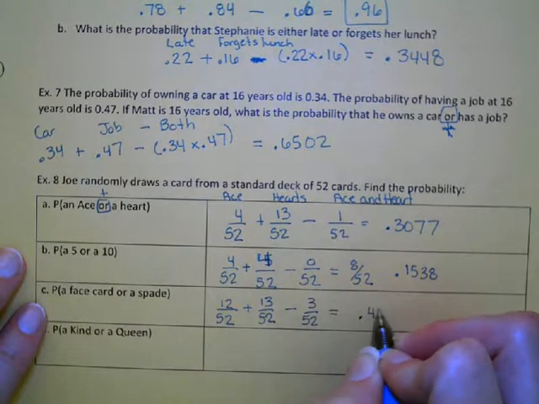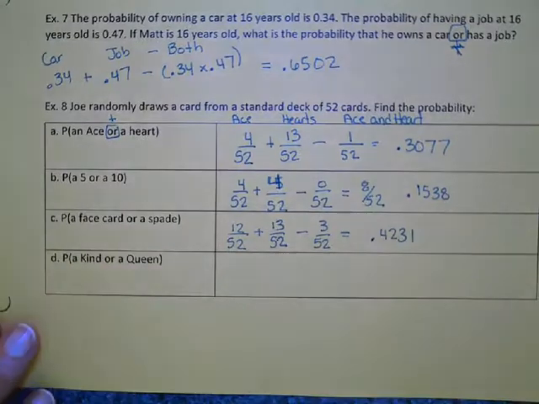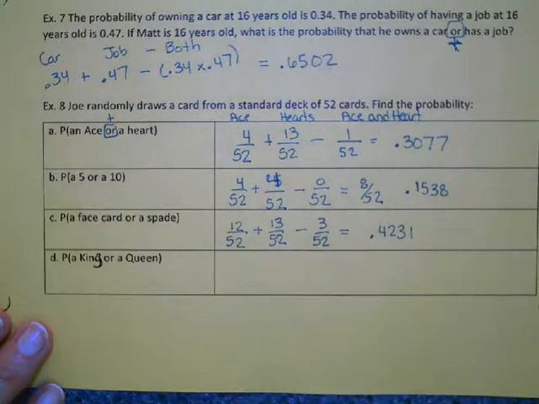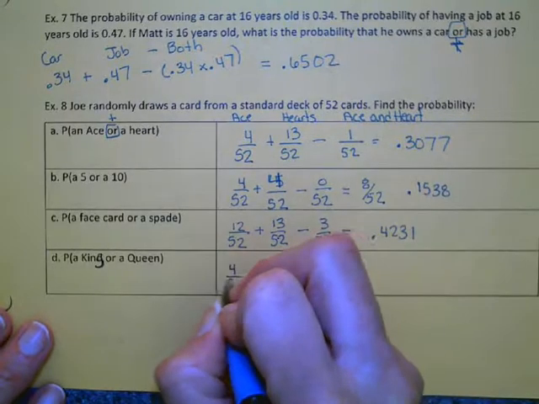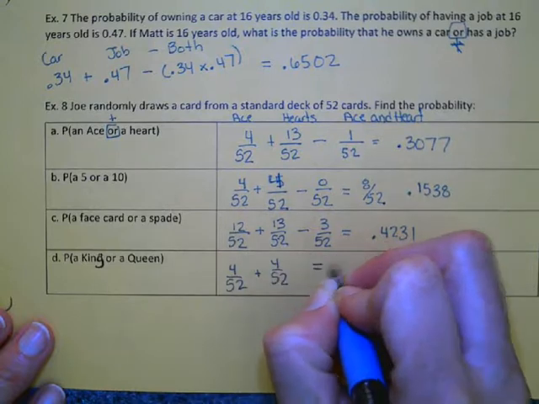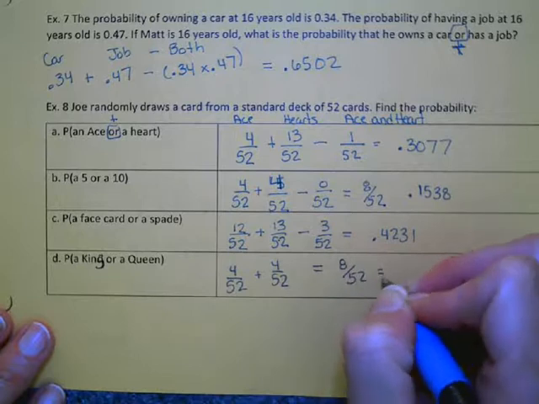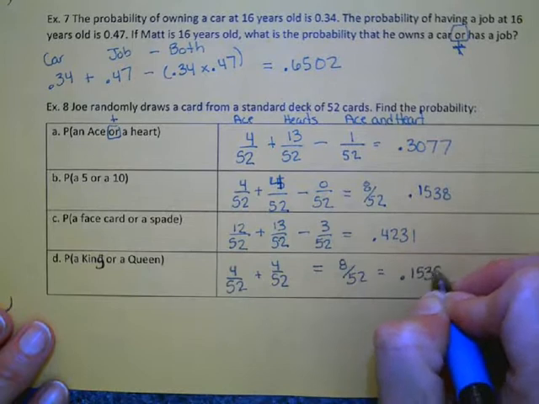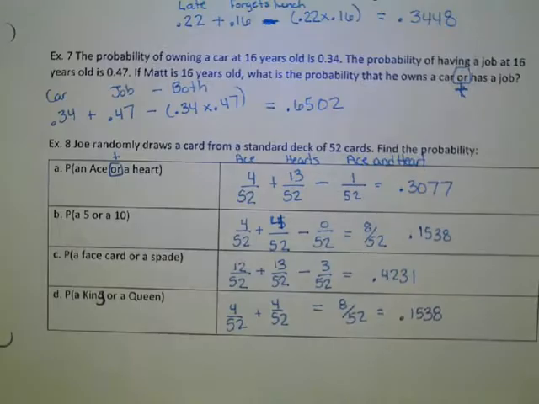Last one, this was a typo. This should not say kind, it should say a king. So probability of a king is 4 out of 52. Probability of a queen is 4 out of 52. So that would be 8 out of 52. And that comes out 0.1538. So that wraps up everything. If you see an OR problem, we are adding and subtracting if there's anything that's overlapped. With an AND problem, we are multiplying.